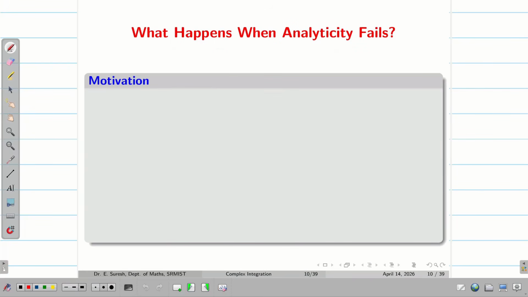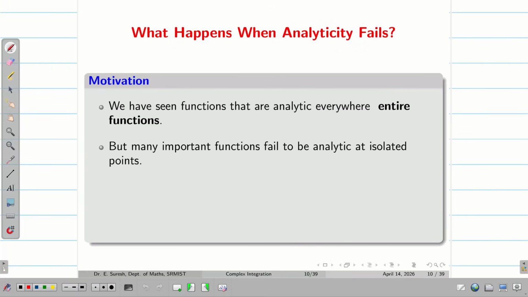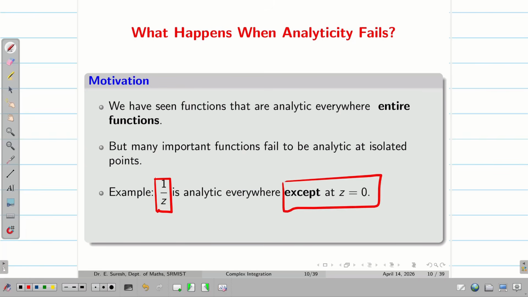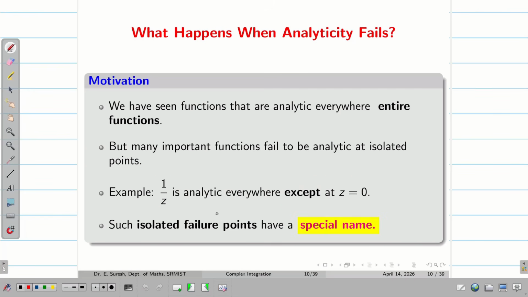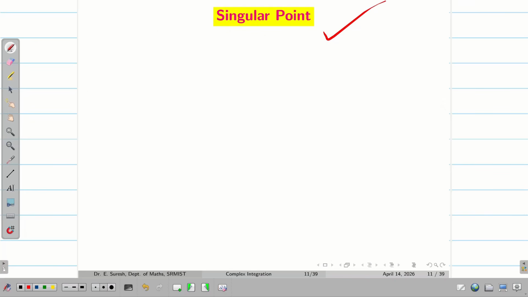Next, there comes a question. What happens when analyticity fails? It is not necessary that all functions are analytic everywhere. There are some functions that fail to be analytic at some particular point. As I said, the example 1 by z is analytic everywhere except z equal to 0, because at z equal to 0 it is not defined. Such isolated failure points have a special name. What is the name? It is known as a singular point.